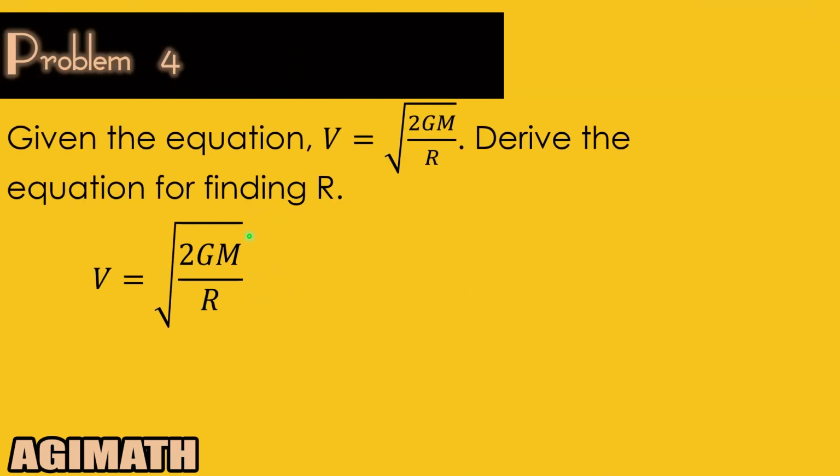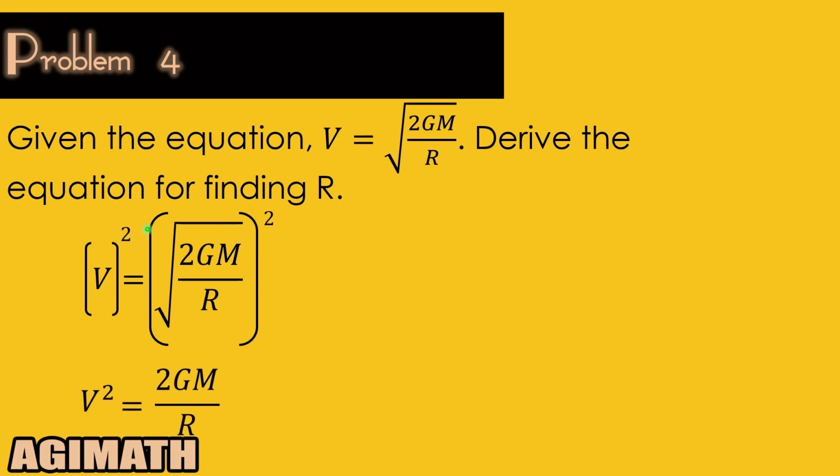Problem number 4. Given the equation V equals the square root of 2gm over r, derive the equation for finding r. So in this problem, we don't need to solve something, we just need to derive the equation for finding r. So we copy the given equation V equals the square root of 2gm over r. And then, since it involves a radical sign or the radical expression, we just need to apply the idea I taught you earlier. You raise both sides by a power equal to the index, which is 2. So we raise both sides by 2.